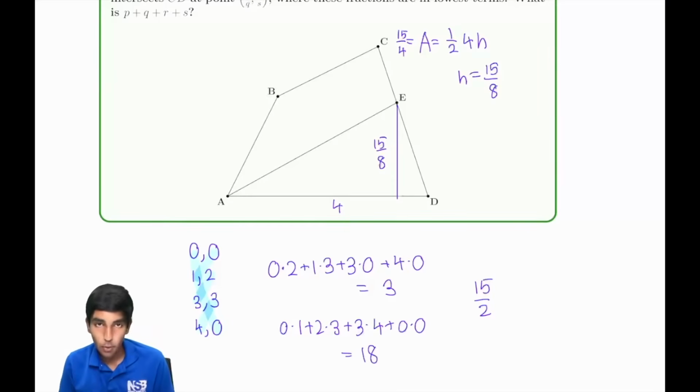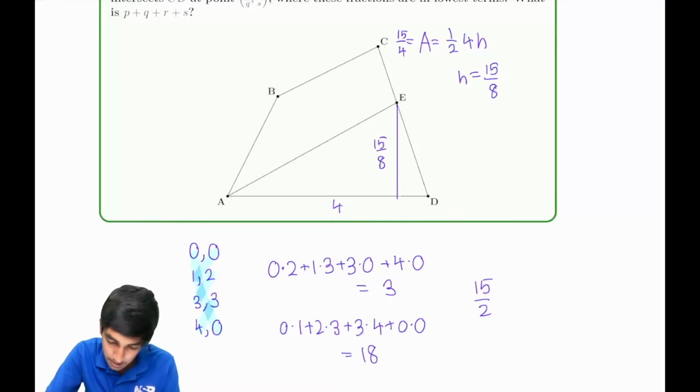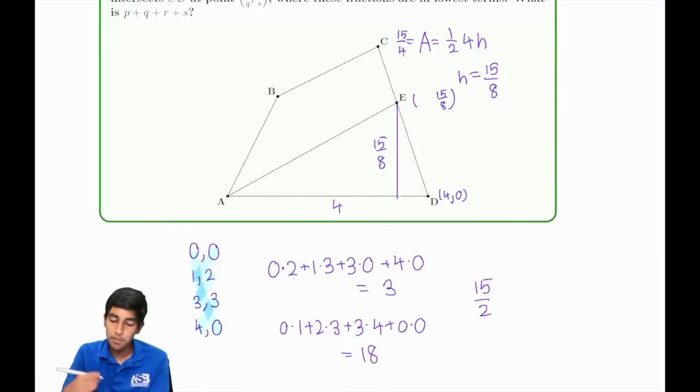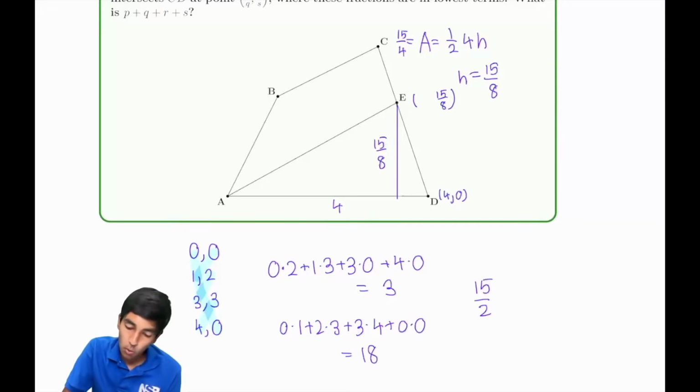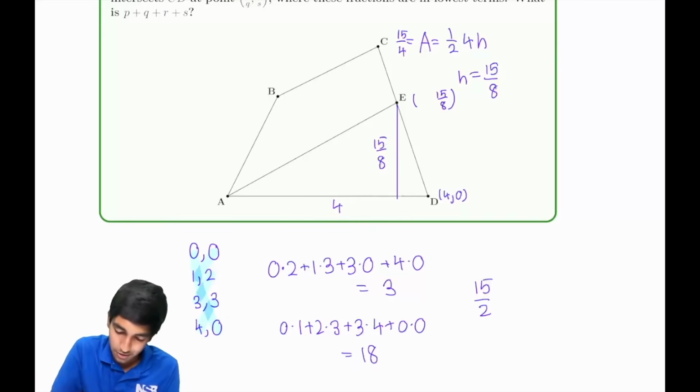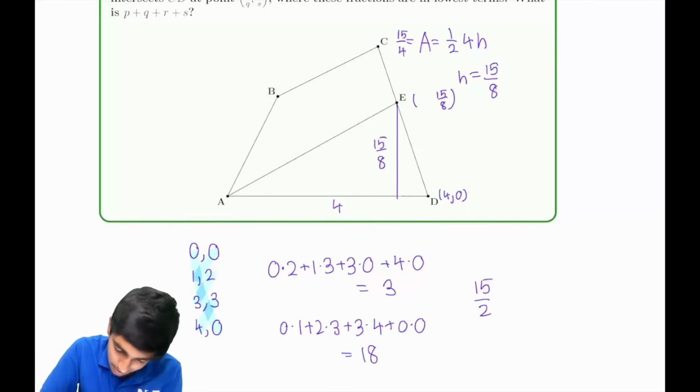How do we find the point E, the coordinates? Well, we know the coordinates of D is 4, 0. And we know this is going to have a y coordinate, therefore, of 15 over 8, because it's 15 over 8 above. But the question is, what is going to be its x coordinate? How do we do that? Similar triangles, or really you don't even need similar triangles. You can just use the equation of a line.